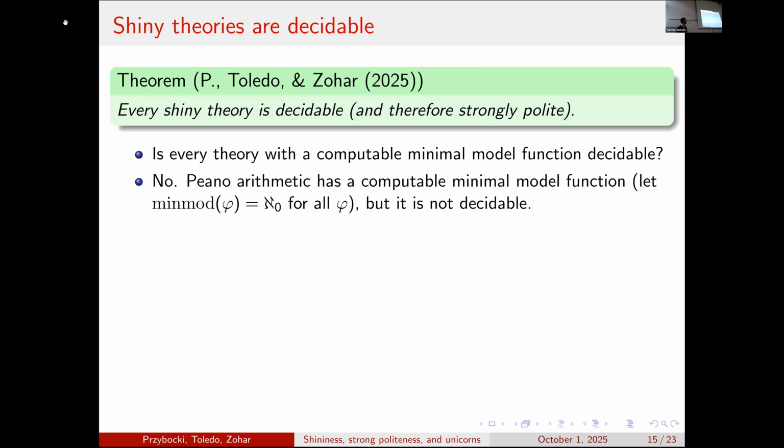Peano arithmetic is an example of a theory that has a computable minimal model function but is not decidable, because we can just take the function that always returns aleph naught. This works because if φ is satisfiable, then the minimal model has size aleph naught. If it's unsatisfiable, remember that the minimal model function is allowed to return anything for unsatisfiable inputs. So this theory has, in some trivial sense, a computable minimal model function, but it's not decidable. So we can't prove this theorem using merely the minimal model computability assumption. We have to use a bit more, and in fact, we showed that we basically have to use all the requirements of shininess.